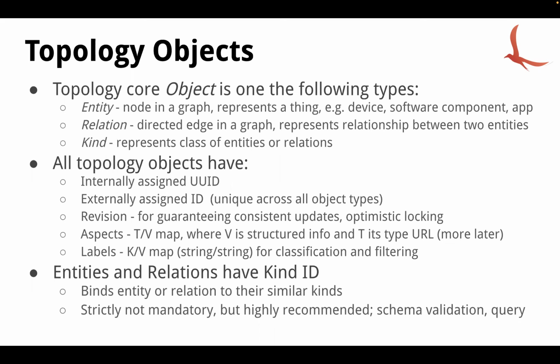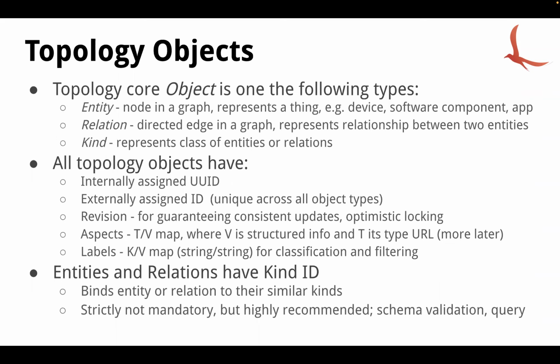Now, aspects is the extension mechanism. That's where the data is, where it's basically a type value map, where the value itself is a structured piece of information. And the type itself is just a type URL, it's a string. Similar to what a lot of Kubernetes resources have, we also support labels, which is a name value map of strings, basically, and it's purely just for classification of entities and easy filtering. So you could have, let's say, code equals production versus test or something like that.